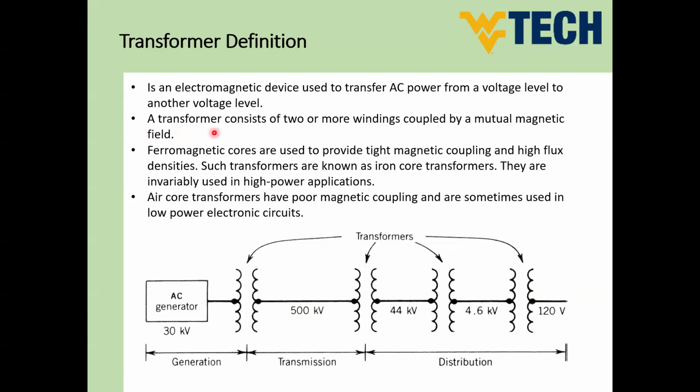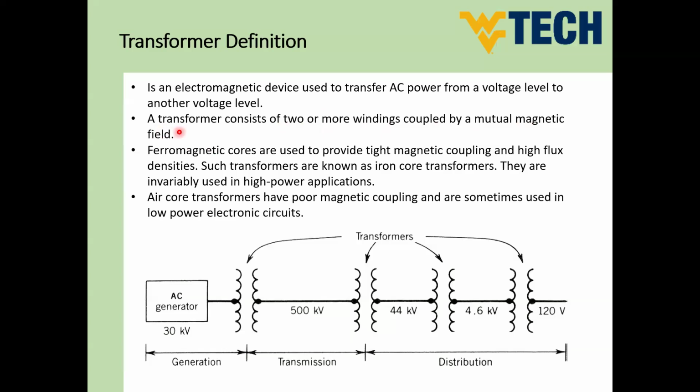Also, a transformer consists of two or more windings. Two windings, primary and secondary windings, or sometimes the secondary winding can be many windings, not just one winding. So it could be a 3-winding transformer, could be more. So it can have two or more windings, and these windings are coupled together by a mutual magnetic field through a magnetic core. So this is transformer, guys, or through a core.